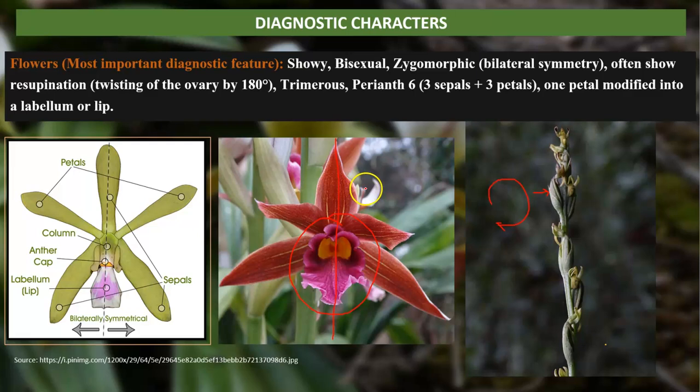Trimerous condition: 3 sepals, lateral sepals, dorsal sepal, and these are the petals and the labellum.